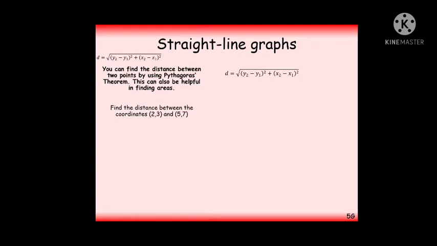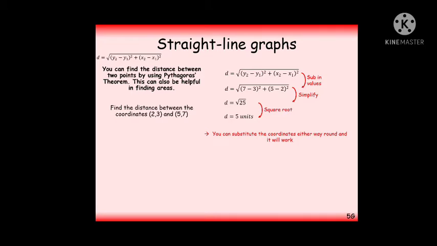So for example, find the distance between the coordinates 2, 3 and 5, 7. All I have to do is sub in the values, and I get the square root of 25, and the square root of 25 is 5 units. Don't forget your units as well. Okay. Now that formula is not given to you, so you do have to remember that one.